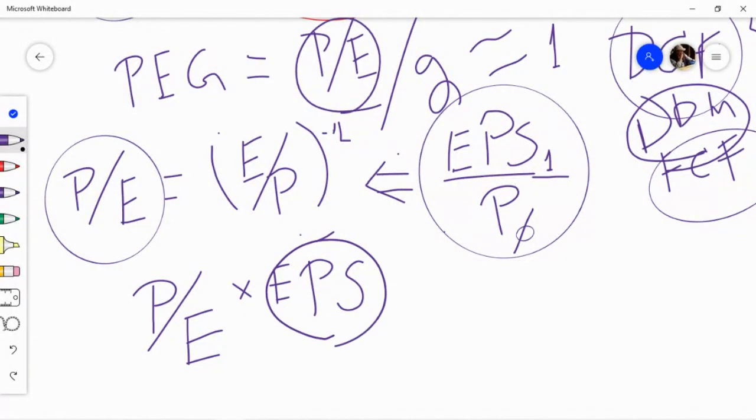If this earnings per share is the same thing as this, what is this? This is earnings per share too, isn't that right? Think about it. This is earnings per share. So if this is earnings per share and this is earnings per share, then what should happen? They should cancel out, and it just becomes P.